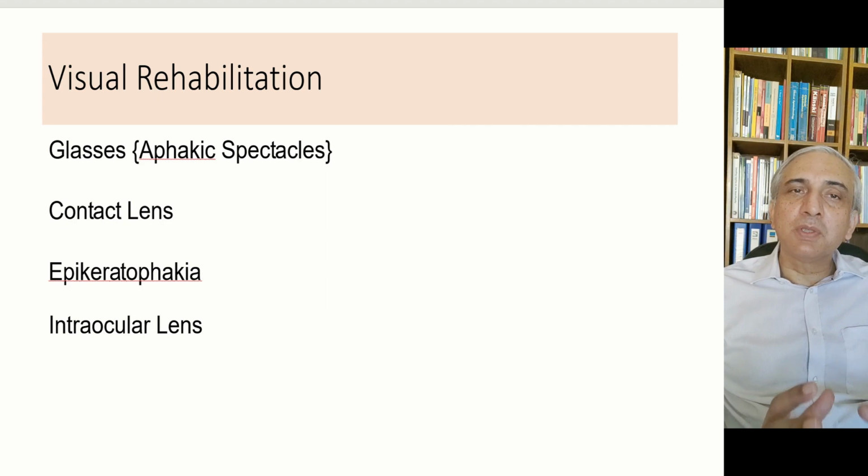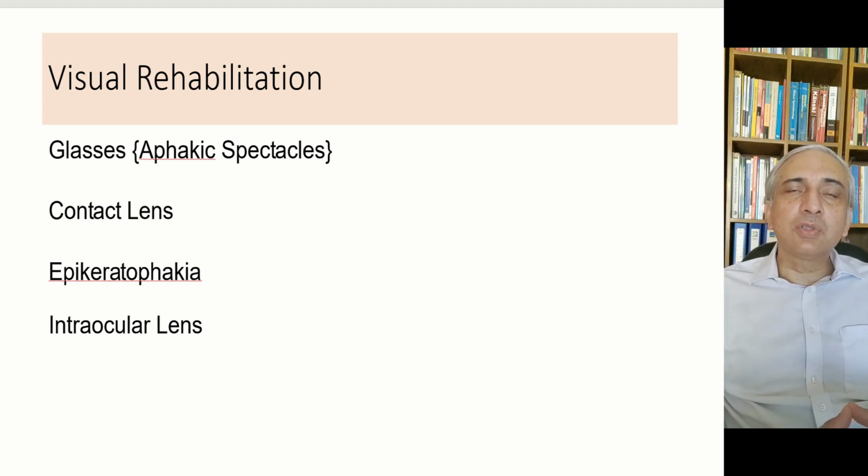Amblyopia is a condition which can develop within the first 10 years of age. So if you do surgery for these patients, you need to regularly follow up at 3 to 6 months interval to check for their refraction and their visual acuity. And after 10 years, you're not going to improve their vision. So that is very important.